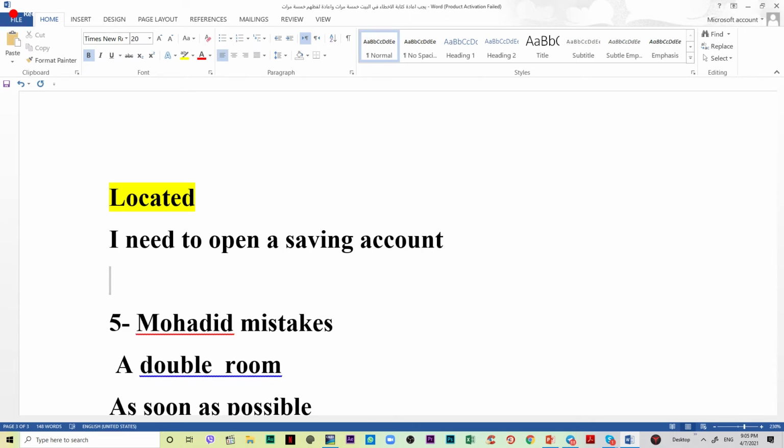Can you give your ID card and home address? Yes, definitely. Can you give me some of your information? Can you give me more information about yourself? Yes.